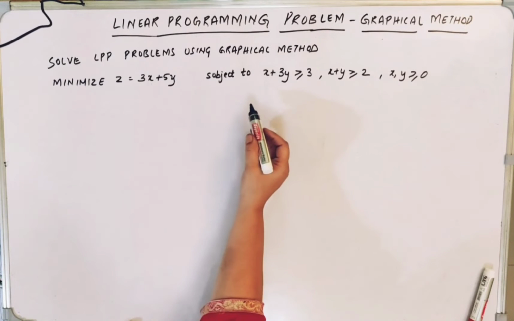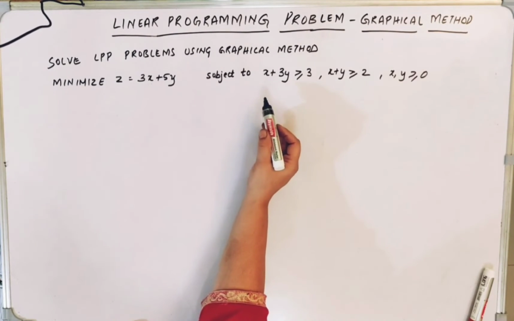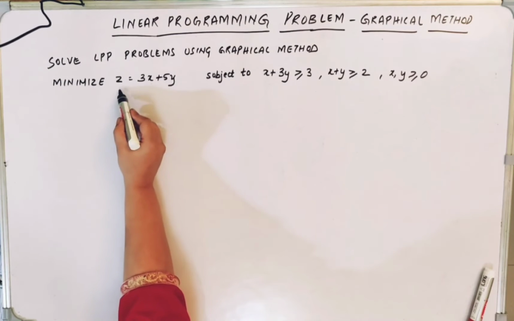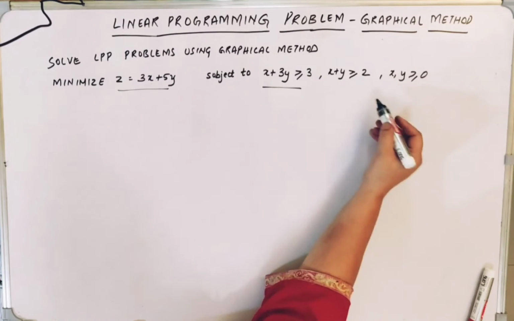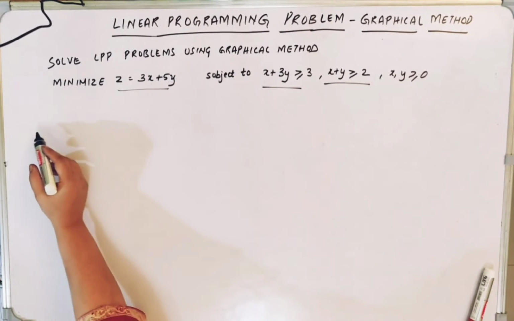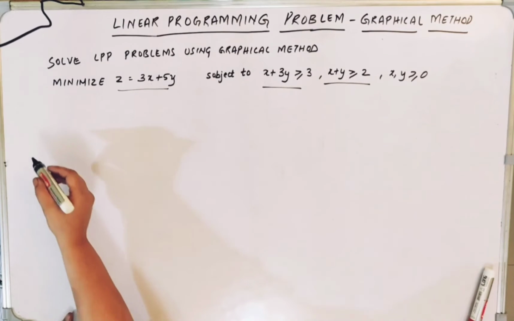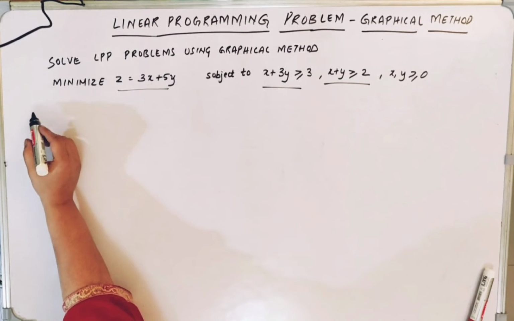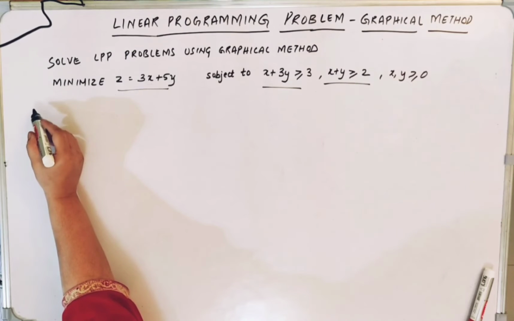Let's take another LPP problem and solve it using the graphical method. So here we'll have to minimize. The objective function is given, and two constraints are given, and we will have to plot the graph. So what's our next step? We'll first get the points, right?